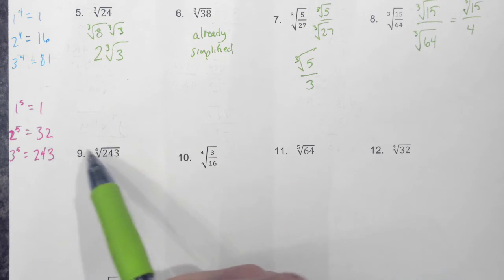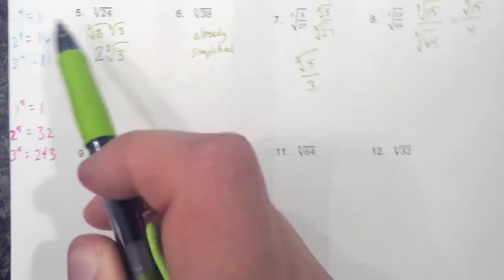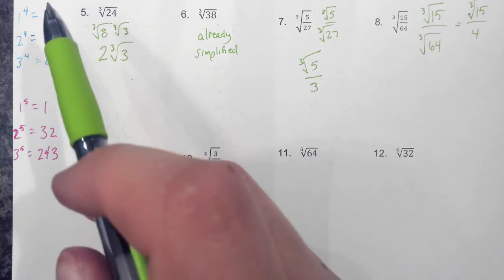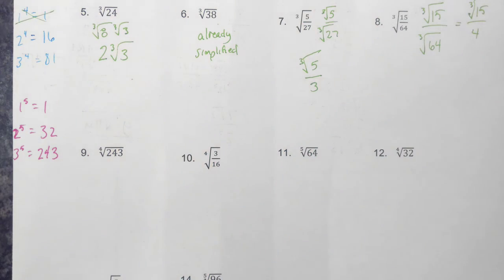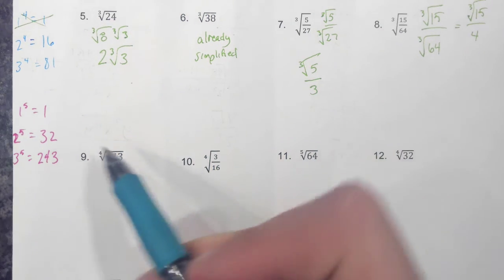Okay, let's look at number 9. This time we're looking at 4th roots. So our list is much less. Which of these, other than 1, you're never going to really use 1, because that doesn't change anything, which of those divides 243?